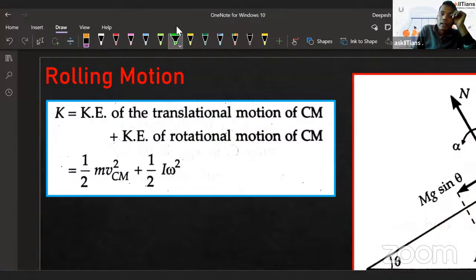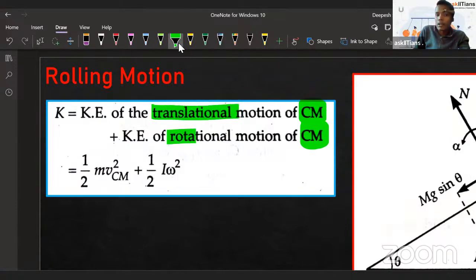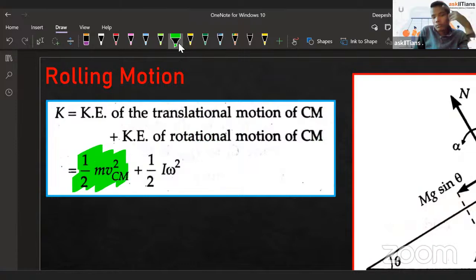That is kinetic energy of the center of mass, including the translational and the rotational. Translational you are doing from your childhood, that is half mv square, and for rotational I just taught you, it is 1 by 2 I omega square. That's it. This is how you can calculate it.